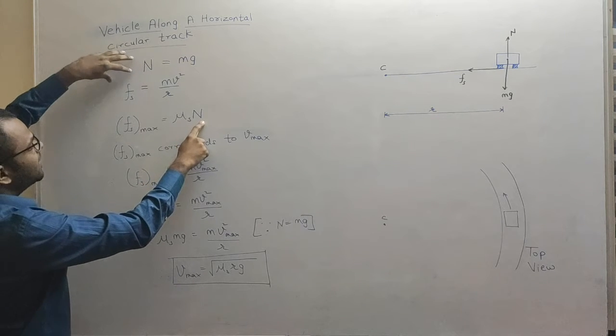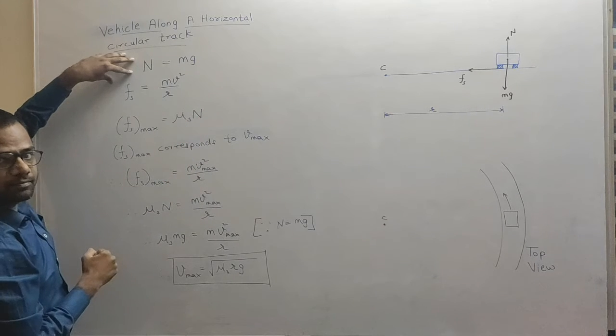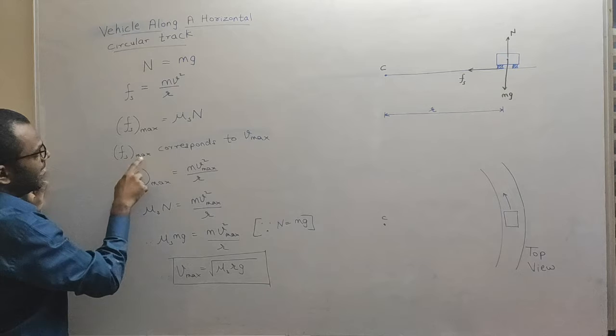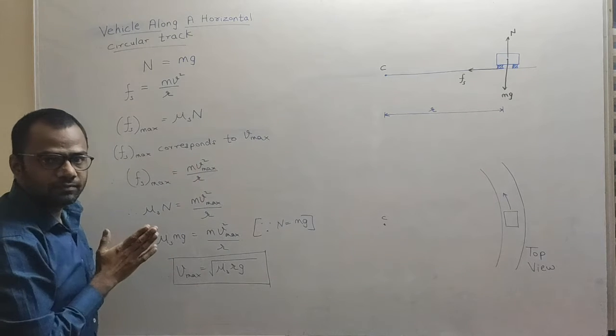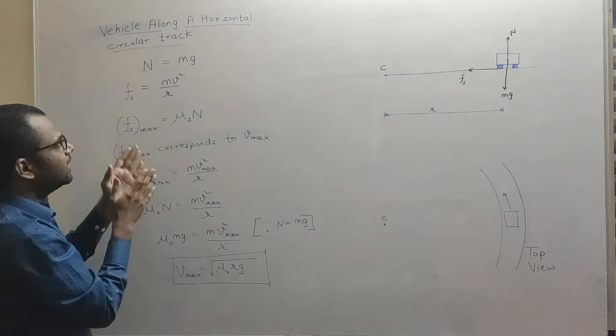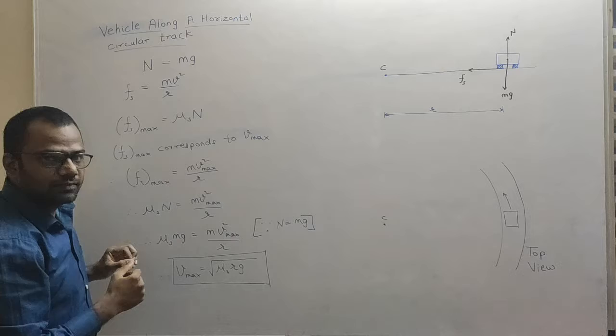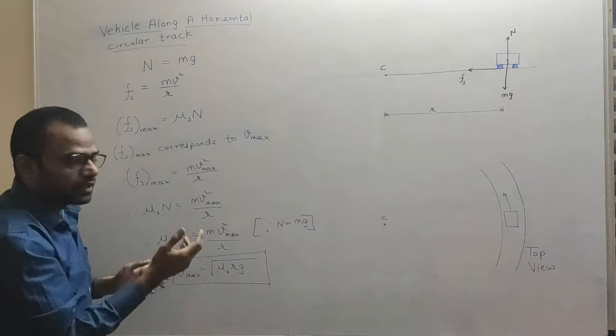There is a limit to which Fs can increase, and hence there will be a limit to which V can increase. So Fs max corresponds to V max. It is clear from this equation. If there is a limit to which Fs can increase, there is a limit to which V can increase. For this equation to work, right?